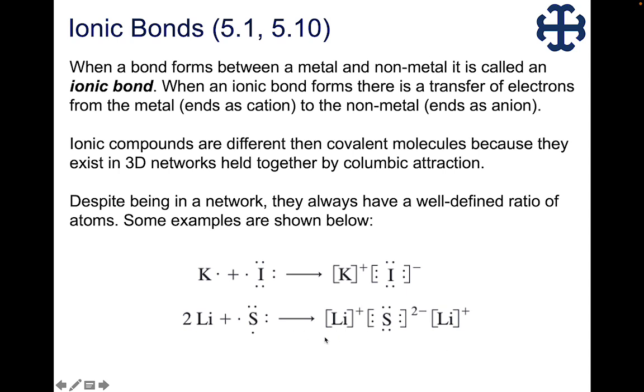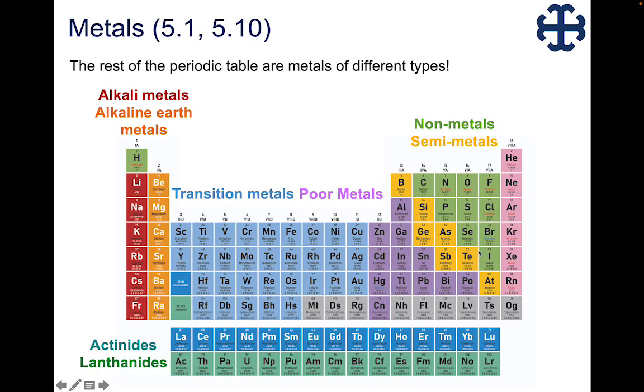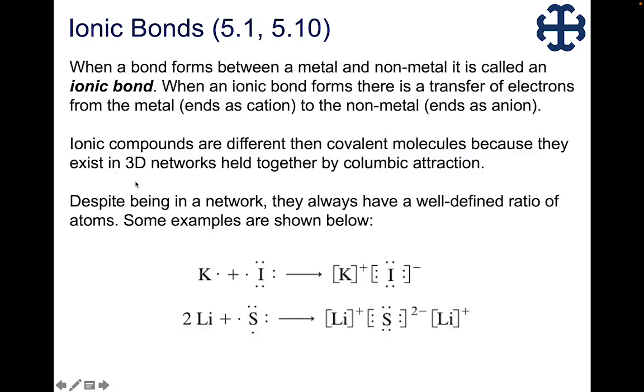And of course, they do that in a predictable ratio, where sulfur, because it is in the 16th column, is going to take on a charge of 2 minus. Lithium, because it's in the first column, is going to take on a charge of +1. So we know if we make lithium sulfide, we're going to have Li2S, and that would be our molecule.